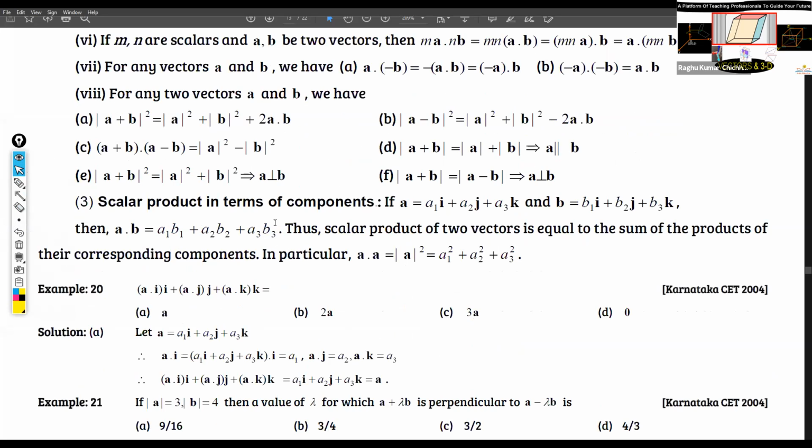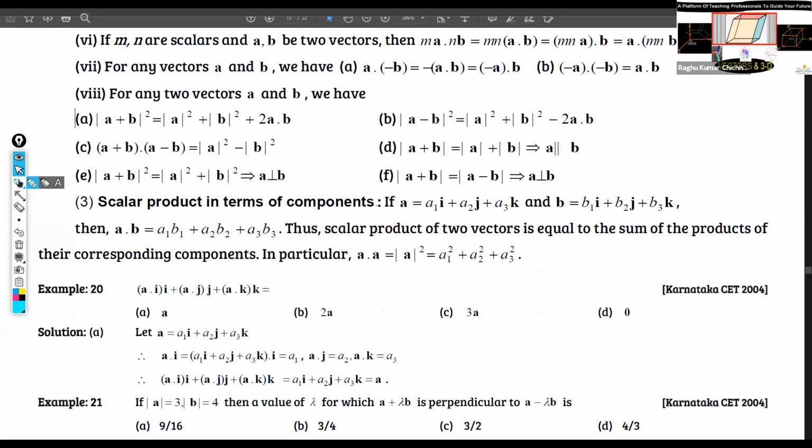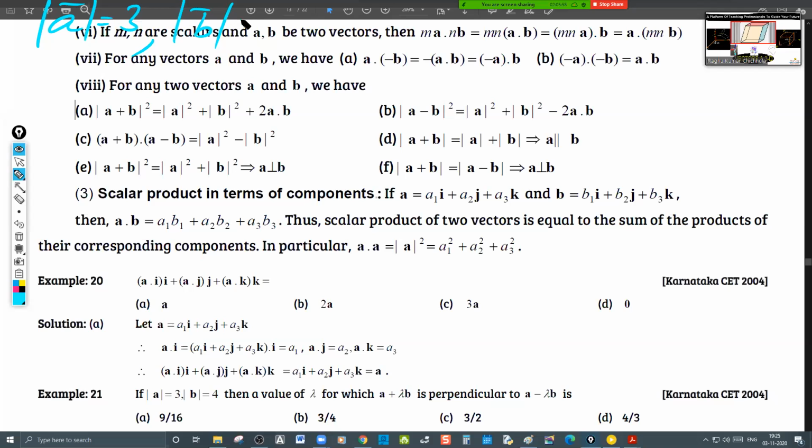Pranit, why don't you read that once? Third point, sir. Example 21. If mod A is equal to 3 and mod B is equal to 4, then the value of alpha for which A plus alpha B is perpendicular to A minus alpha B is.